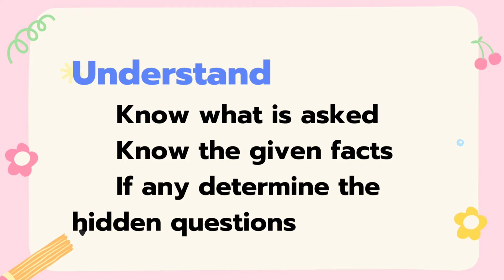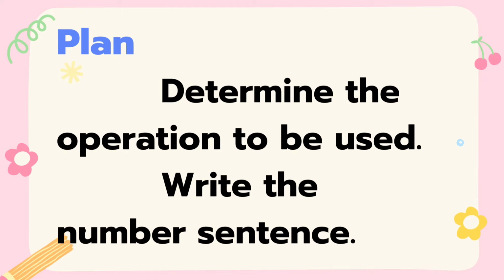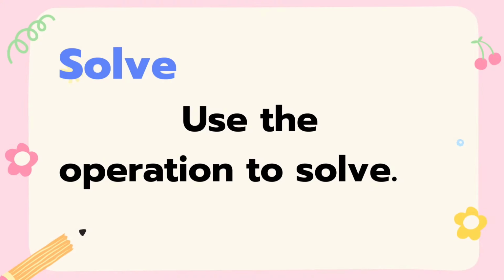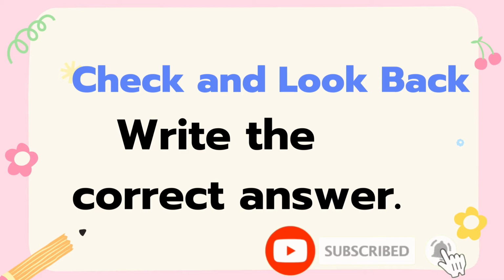Step 1 is to understand. Know what is asked, know the given facts, if any, and determine the hidden questions. Step 2 is to plan. Determine the operation to use. Write the number sentence. Next is to solve. Use the operation to solve. Last is to check and look back. Write the correct answer.